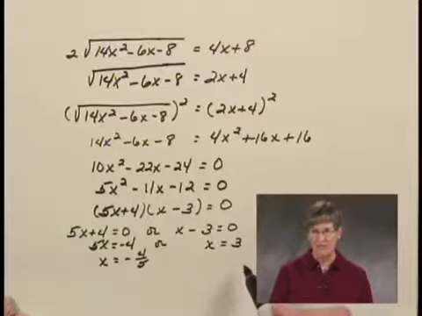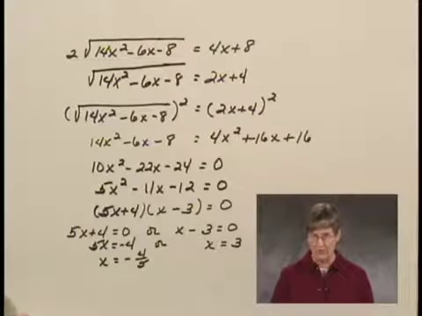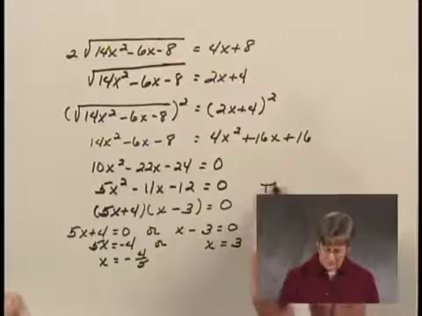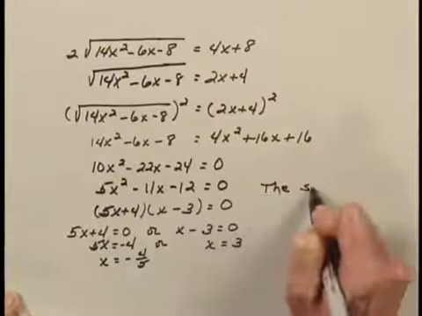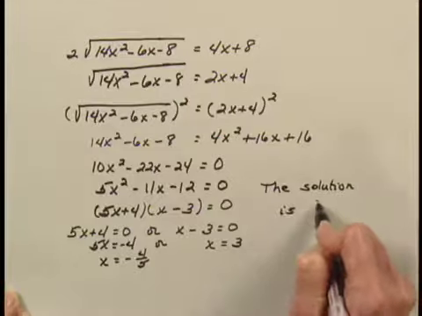And if we would go back and check in the original equation, we would find that negative 4/5 does not check, but the number 3 does check. So we say the solution is 3.